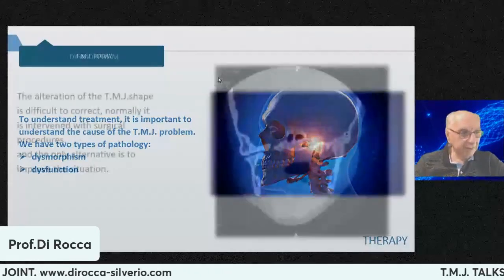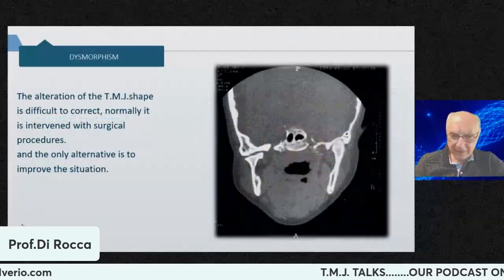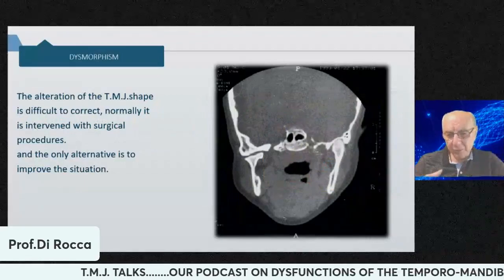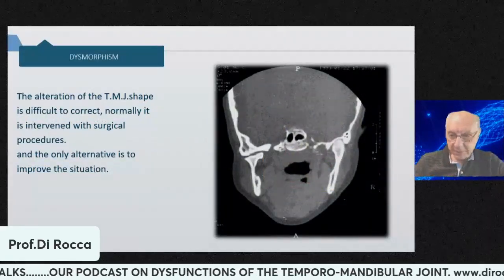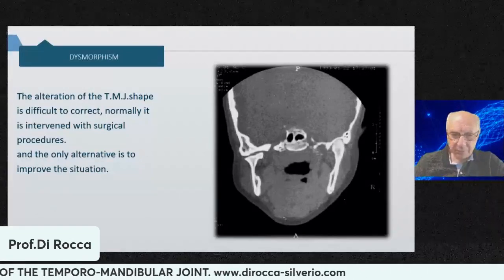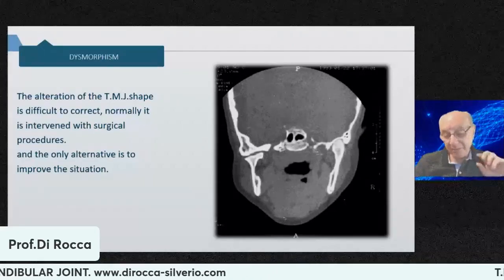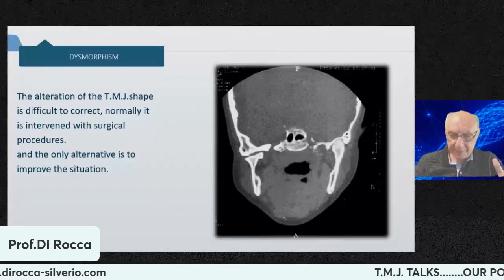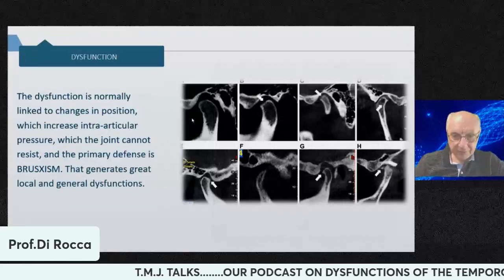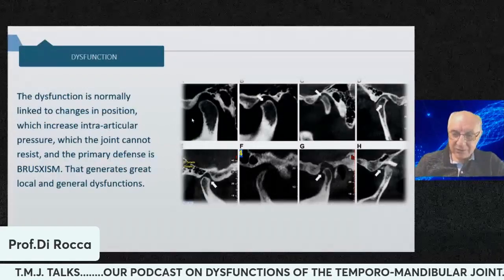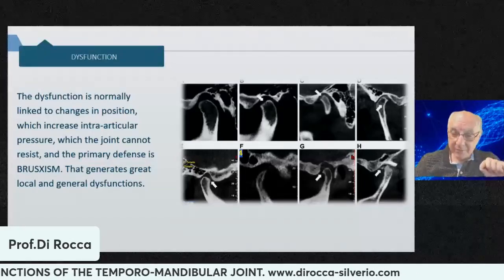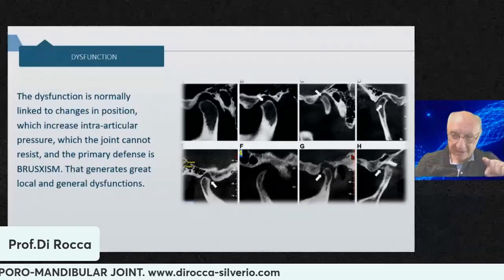Going ahead to the presentation. This is dysmorphism, alteration of the form, alteration of the shape of the joint, for some reason. It can be a tumor, it can be arthrosis, it can be a fracture. This is dysmorphisms. In that situation, we can improve the situation, but it is very difficult to normalize 100% of the problem. And this, as you see there, is a dysfunction. Change of the position of the jaw. 95% of the problems are linked with this.